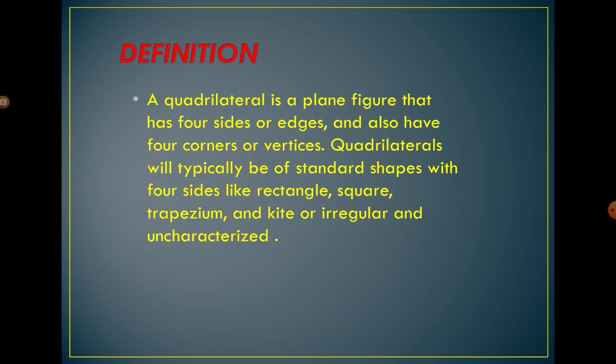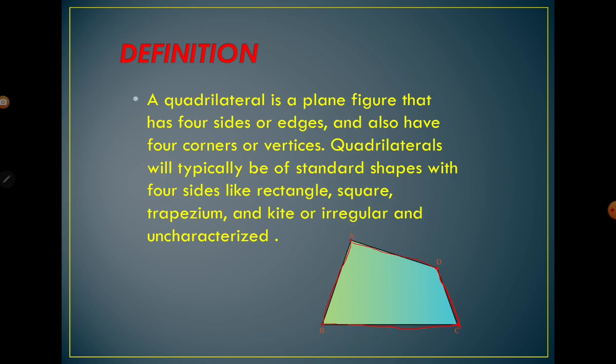So quadrilateral kya hai? A quadrilateral is a plane figure that has four sides or edges and also has four corners or vertices. Quadrilaterals will typically be of the standard shapes with four sides like rectangle, square, trapezium and kite, or irregular and uncharacterized. So a quadrilateral is a four-sided figure, this 1, 2, 3 and 4.